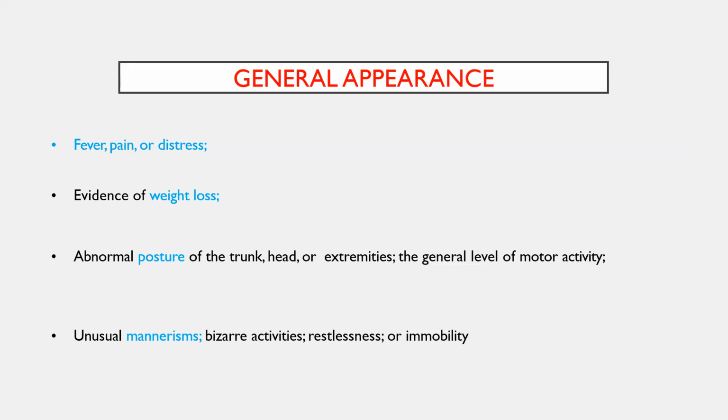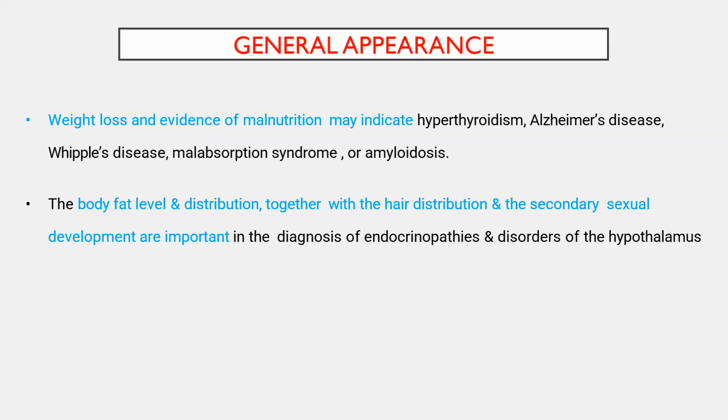And general appearance, if the patient is having fever, pain, distress, any evidence of weight loss, any abnormal posturing like dystonias, and any unusual mannerism like bizarre activities, restlessness, these all also indicate other systemic diseases associated with neurological illnesses. Weight loss or chronic malnutrition indirectly indicates hyperthyroidism, Alzheimer's like late degenerative diseases, end stage of degenerative diseases, Whipple's disease, malabsorption syndromes like celiac disease, or GI amyloidosis. The patient will have neurological symptoms and also systemic symptoms like weight loss and malnutrition.